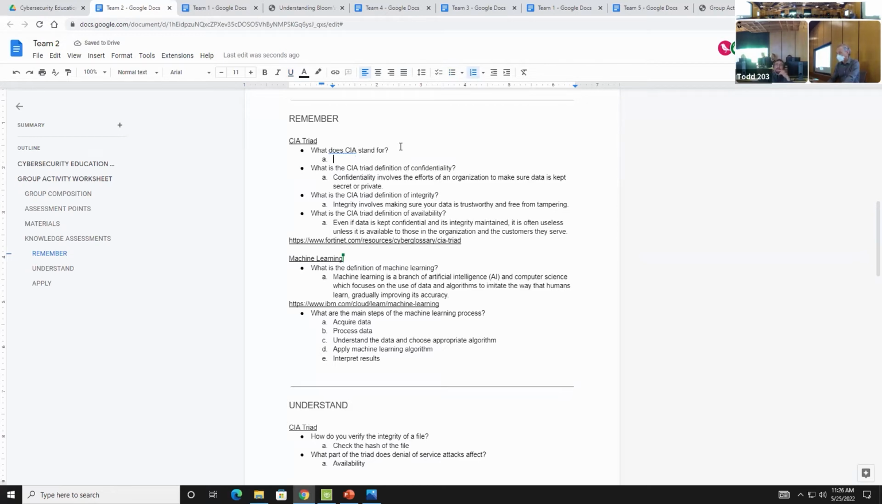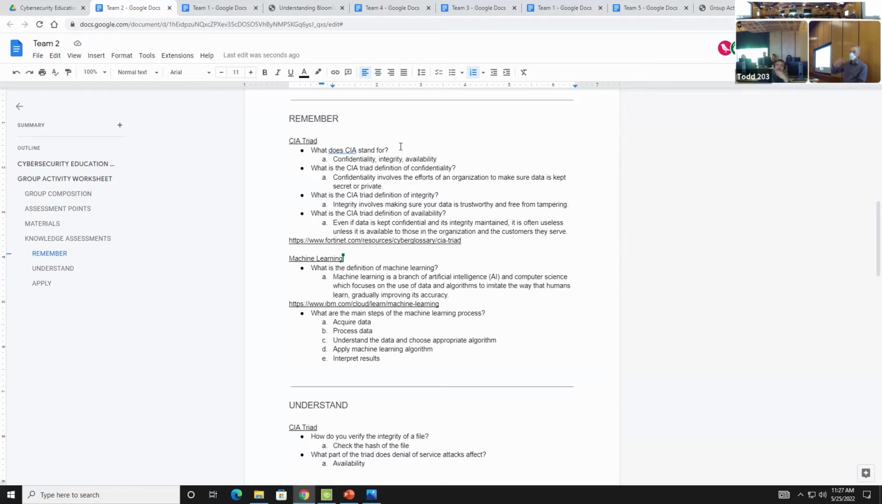So it's available, with C, Confidentiality, integrity, available. All right, what is the CIA triad definition of confidentiality? So is this remember or is this understand? I guess it's remember. Definition of integrity, availability. Yeah, I think that's good.